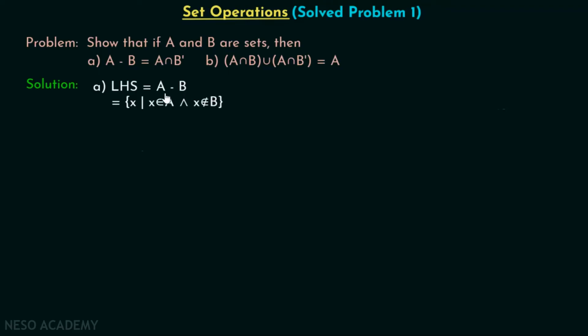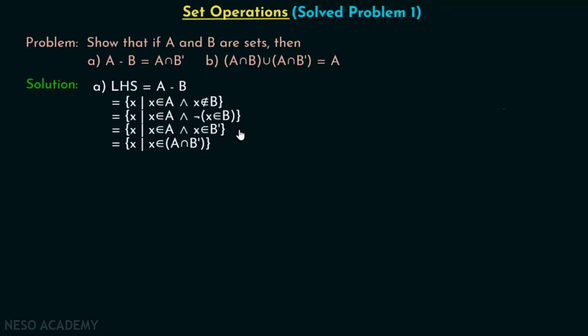What can you say about this A minus B? We know that this is nothing but the set of all x such that x belongs to A and x does not belong to B, right? Here obviously you can rewrite x does not belong to B as not of x belongs to B. We can rewrite this as x belongs to B complement. Obviously, x does not belong to B means x belongs to B complement.